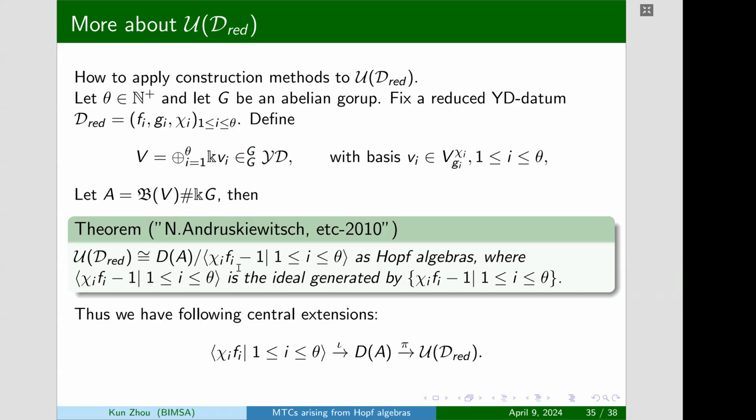where K_i F_i is a central group-like element of D(A). That is to say, we have the following central extension. The Hopf algebra K is just the Hopf algebra generated by K_i F_i, and the Hopf algebra H above is just GA, and the quotient Hopf algebra is just U_D reduced. So we can use the central extension method to obtain that when finite dimensional, U_D reduced is actually a factorizable Hopf algebra. Moreover, we can apply our ways to find the ribbon elements for U_D reduced. So this is our main idea to discuss the Hopf algebra U_D reduced.